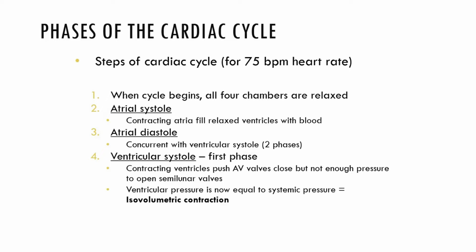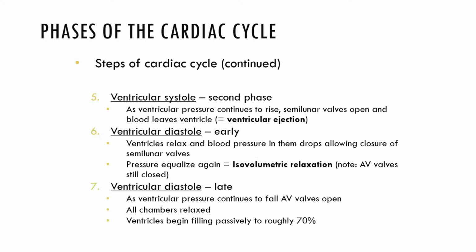And then in the first phase of ventricular systole, the contracting ventricles push the AV valves closed, but not providing enough pressure to open the semilunar valves. And then you have the ventricular pressure now equal to the systemic pressure. You can see here the ventricular systole second phase is as the ventricular pressure continues to rise, the semilunar valves open and blood leaves the ventricle. And then we have the ventricular diastole, the early and late parts, which encompass steps 6 and 7, and you can read through those there as well.